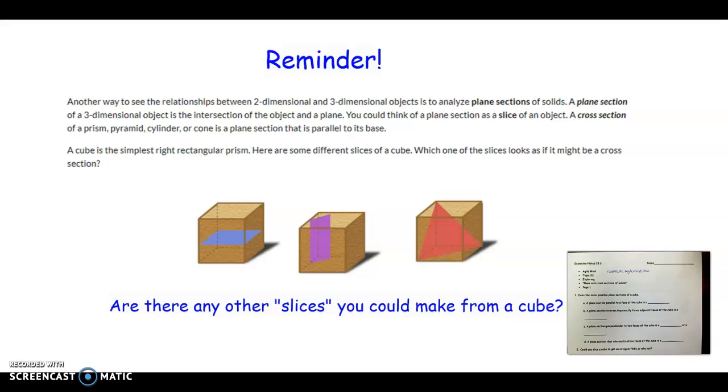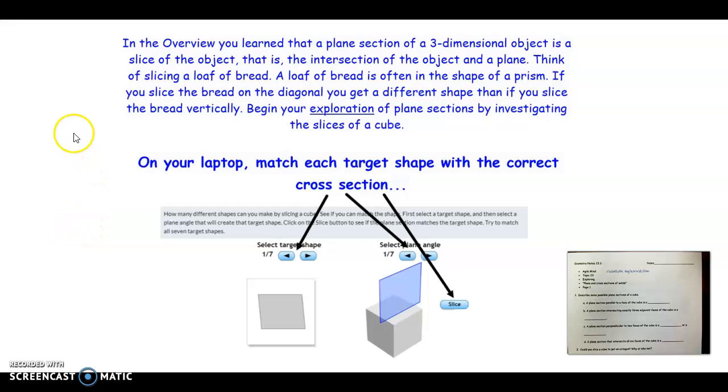So we've talked about this before, that these sections are just slices of a solid that create a two-dimensional figure to look at. When we are cutting parallel to the base, it's called a cross section, and when we do any other slicing, it's called a plane section. Before we get started on the lesson, it's really helpful to visualize these slices.